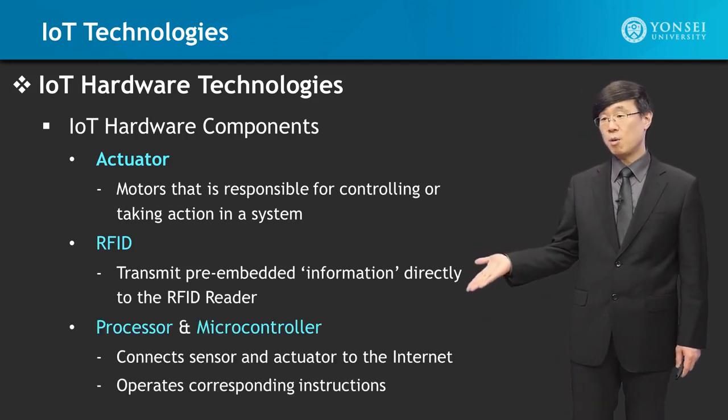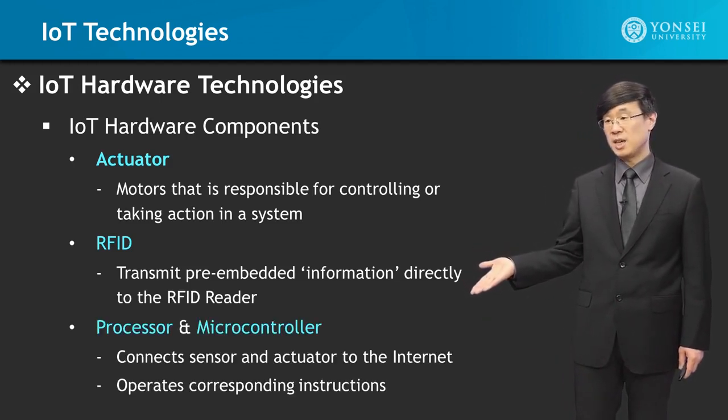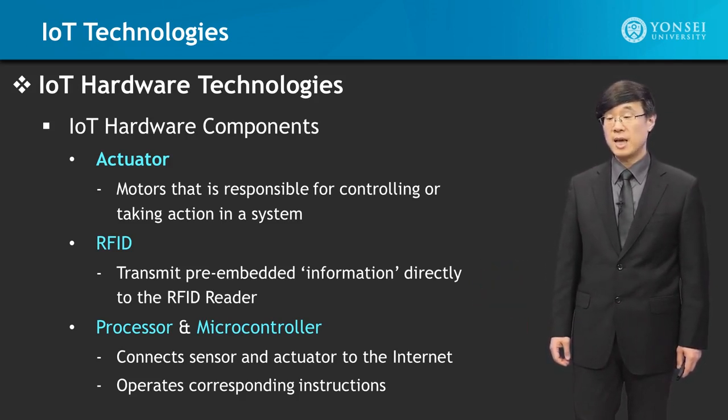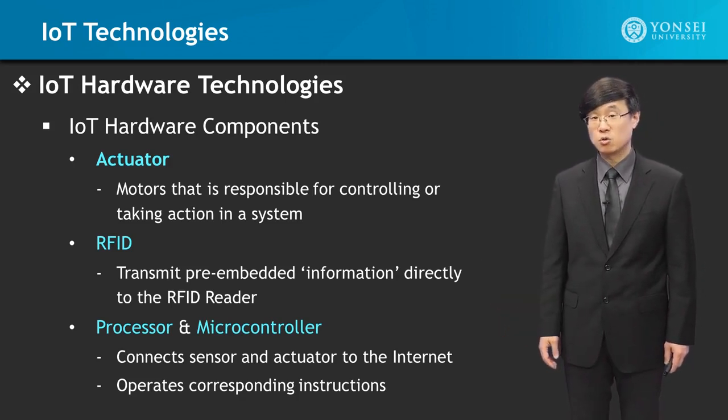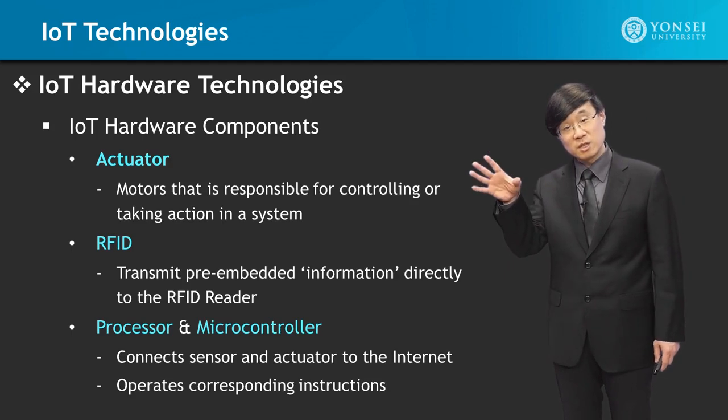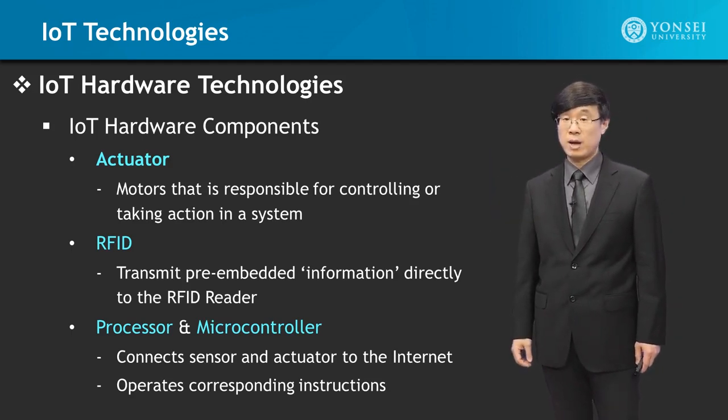In addition, there are processors and controllers which connect sensors and actuators to the internet. This operates corresponding to specific operations and instructions. And these instructions can be added and controlled based upon artificial intelligence if needed and program equipped.